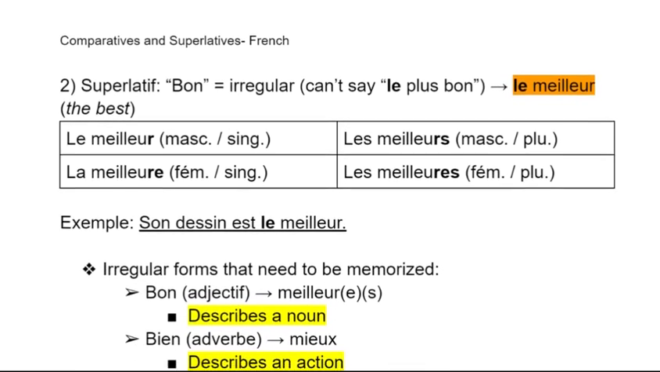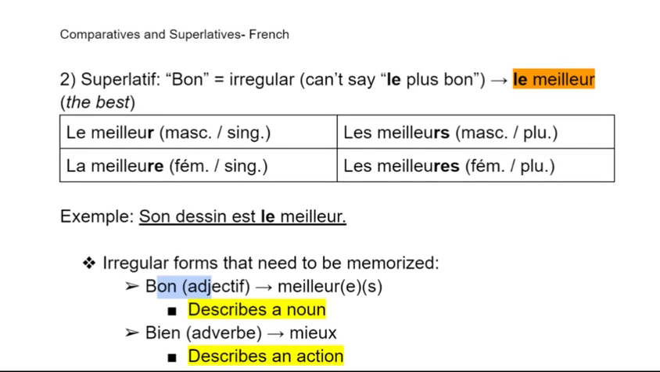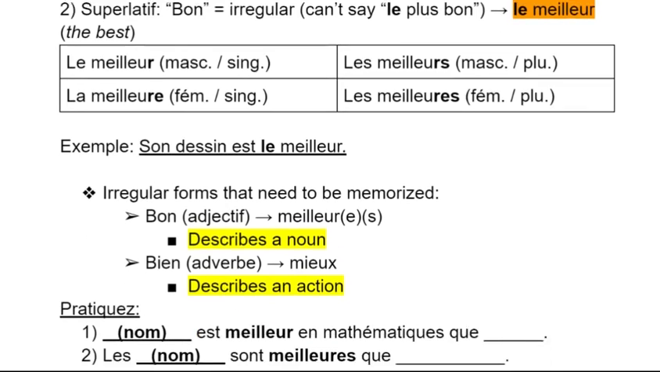And some irregular forms need to be memorized. Here for bon, it's an adjective, so you're going to be using meilleur, and it describes a noun. Bien would become mieux, and that describes an action. So whether you're describing a noun or an action in a sentence, that's how you know whether to use meilleur or mieux. That's something that many people get confused a lot of the time, but we have to remember that meilleur is for a noun and mieux is for an action or a verb.